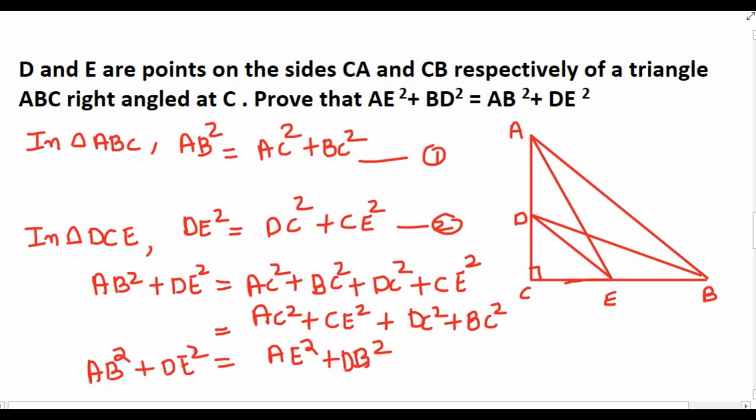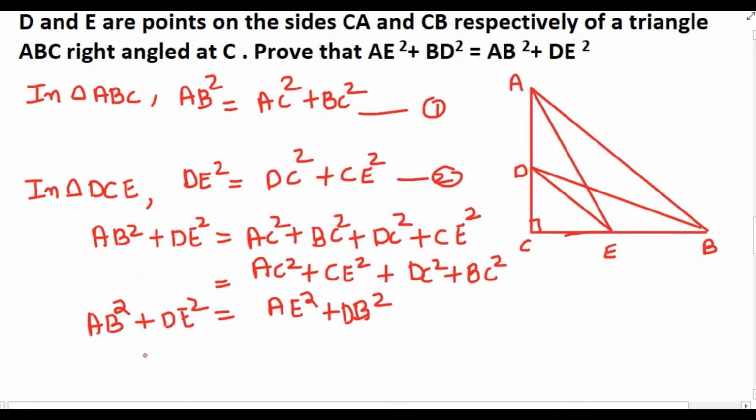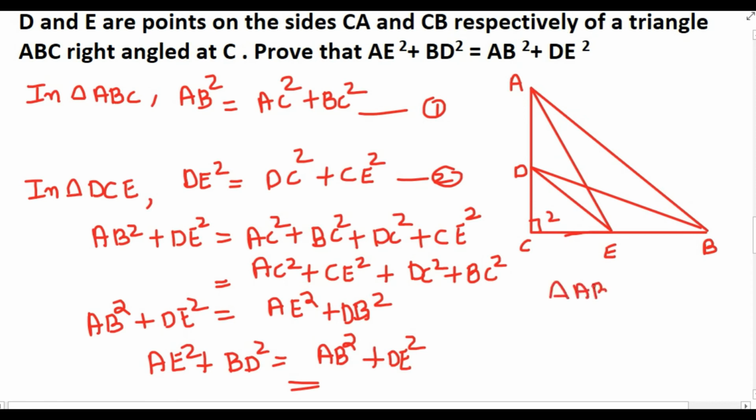So we got our result. We can see that the left side and the right side are a little bit changed, so we can make it AE square. I can rewrite it: BD square is equal to AB square plus DE square. So here we can see a total of 4 right angle triangles. First is the big triangle ABC, second one is triangle DCE, third one is triangle ACE, and the fourth one is triangle DCB. In all the right triangles we are using Pythagoras theorem, and just by rearrangement we will get our result.